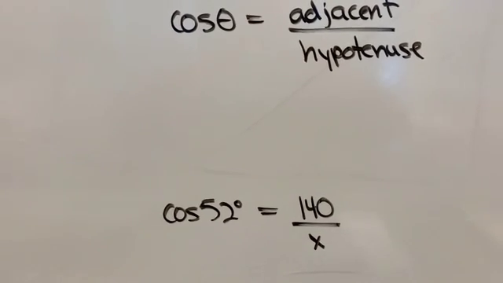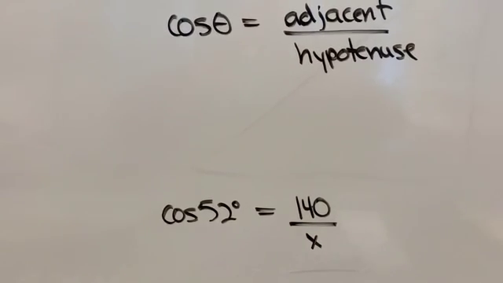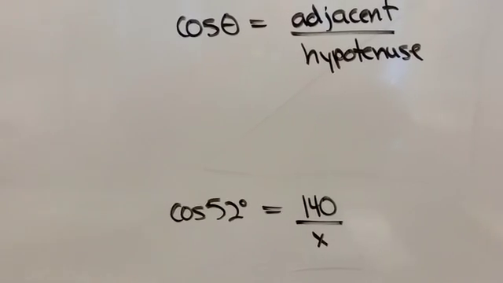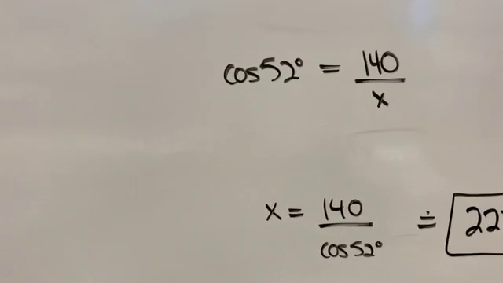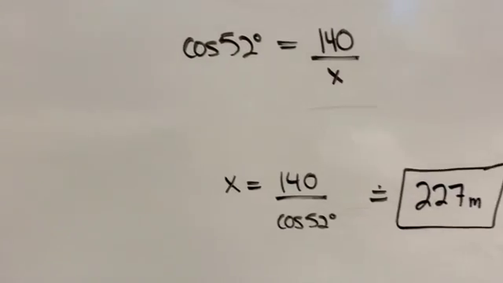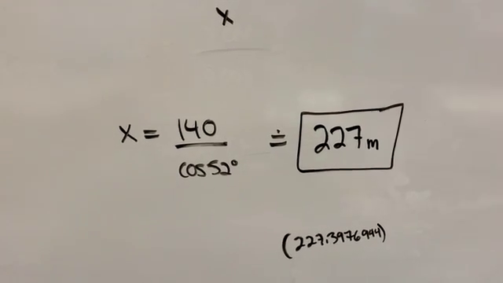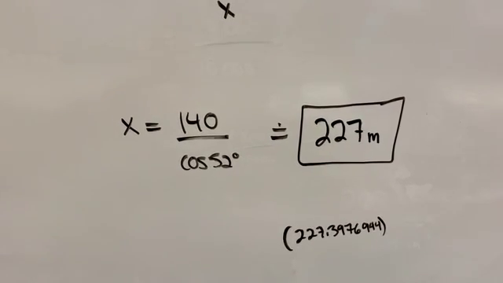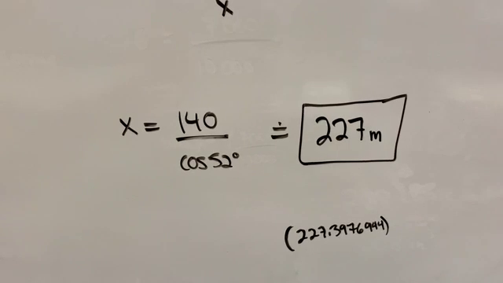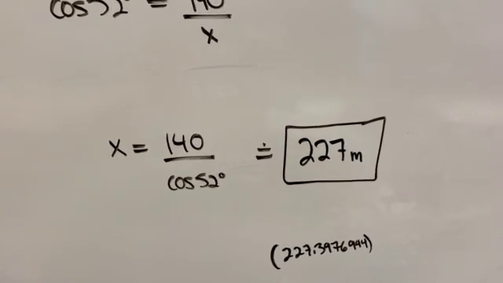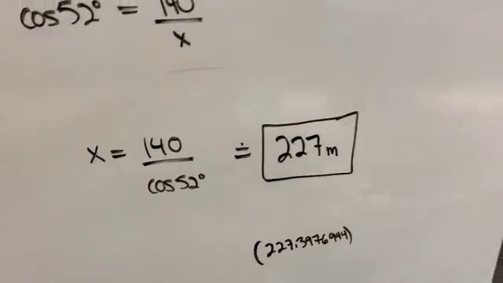Now my job is to solve for x. Remember, this is one of those ones where we have to multiply by x on the top and then divide by cos of 52, so it looks something like this. There were no rounding instructions given here, but giving an answer like 227.39769, etc. is a bit excessive. I just rounded it to the nearest meter, 227 meters.